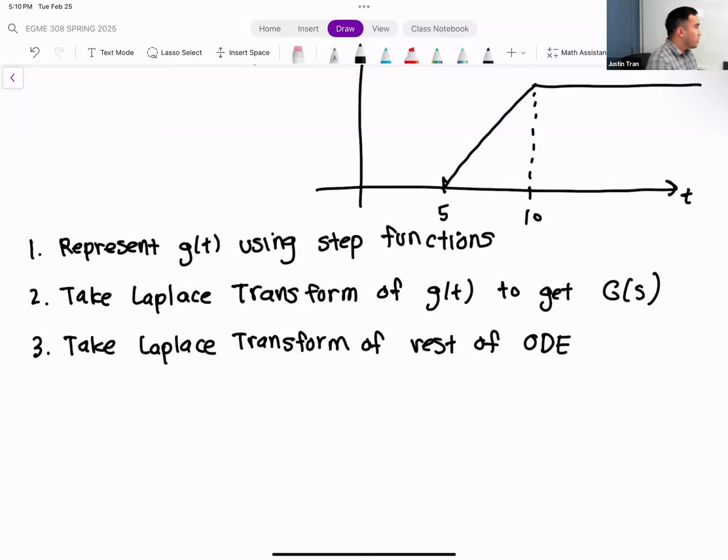So pretty standard procedure from last week of taking a differential equation, taking its Laplace transform. Step 4 is we're going to solve what we get in step 3 for big Y of s.